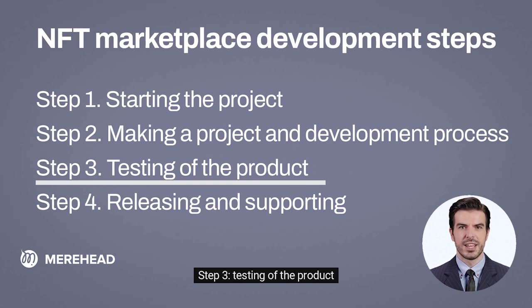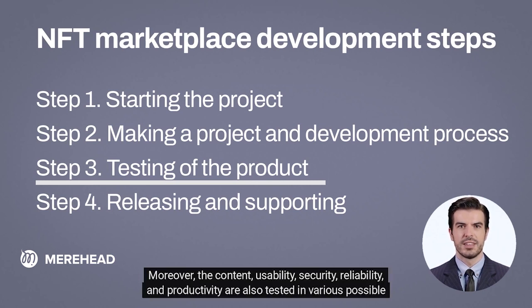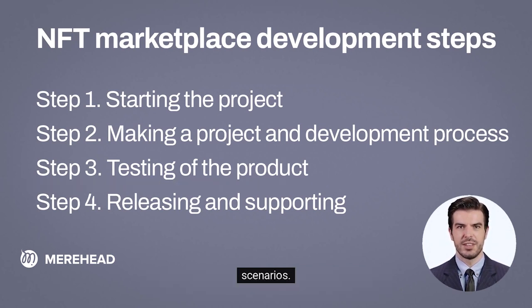Step 3. Testing of the product. The QA team runs a few checking cycles to see that the project has no critical issues and bugs. Moreover, the content, usability, security, reliability, and productivity are also tested in various possible scenarios.